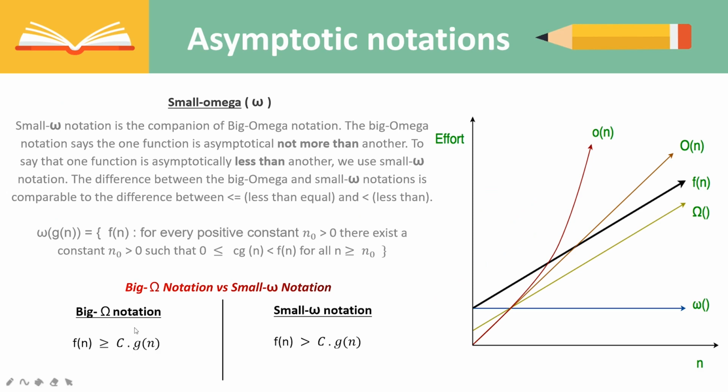Big omega notation is f of n greater than or equal to constant into g of n. But small omega notation is f of n greater than constant into g of n. Now you can understand the key difference of big and small in asymptotic notation. Big asymptotic notation can be greater than or equal to, or less than or equal to. But in small asymptotic notation, there is no chance of getting two functions equal.